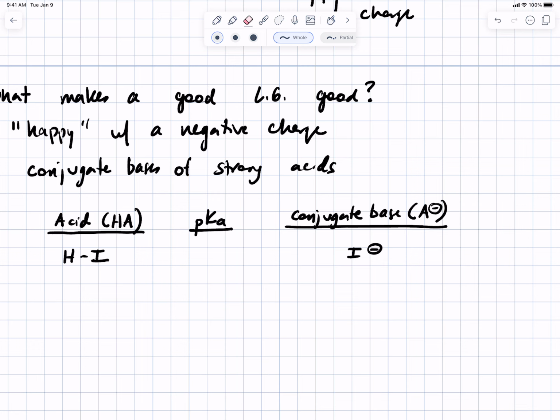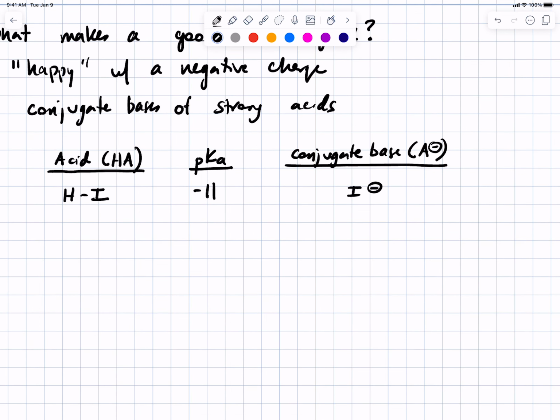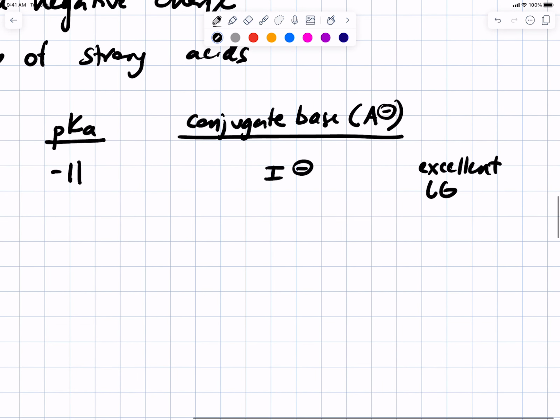The P is kind of like the P in pH. I think it stands for power of 10 or something like that. But in any case, pKa, the lower the number, the stronger the acid. Okay? A pKa for HI of minus 11 tells you that HI is a very strong acid, and accordingly, I minus is an excellent leaving group. Another way of saying that I minus is an excellent leaving group is saying that its electrons are very stabilized.